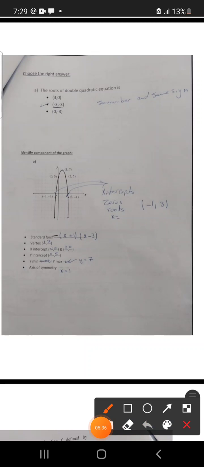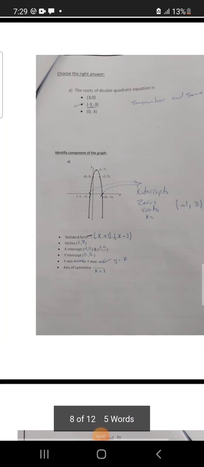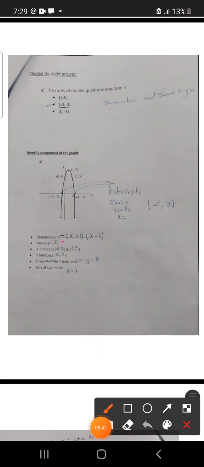If you are asked for the standard form, you should expand the brackets. The vertex, here, is 1 and 7.